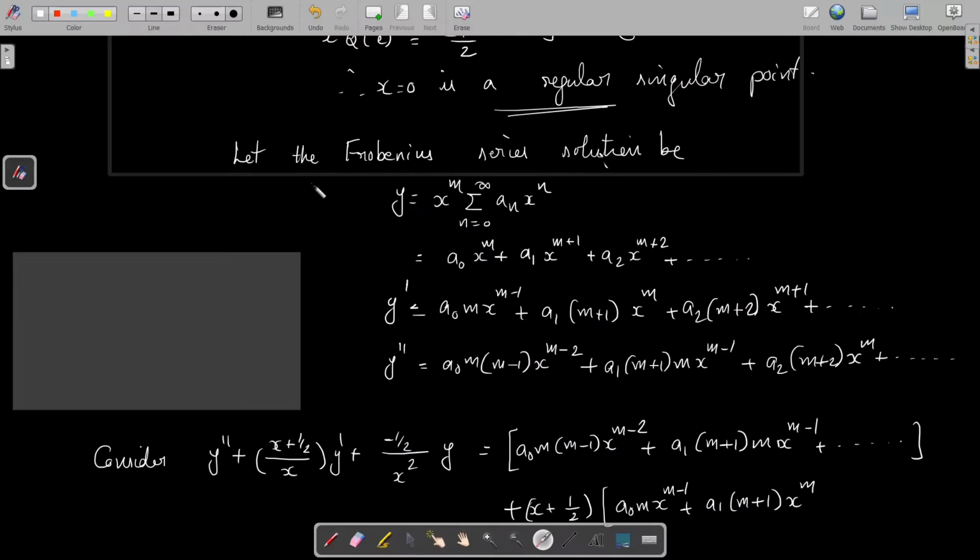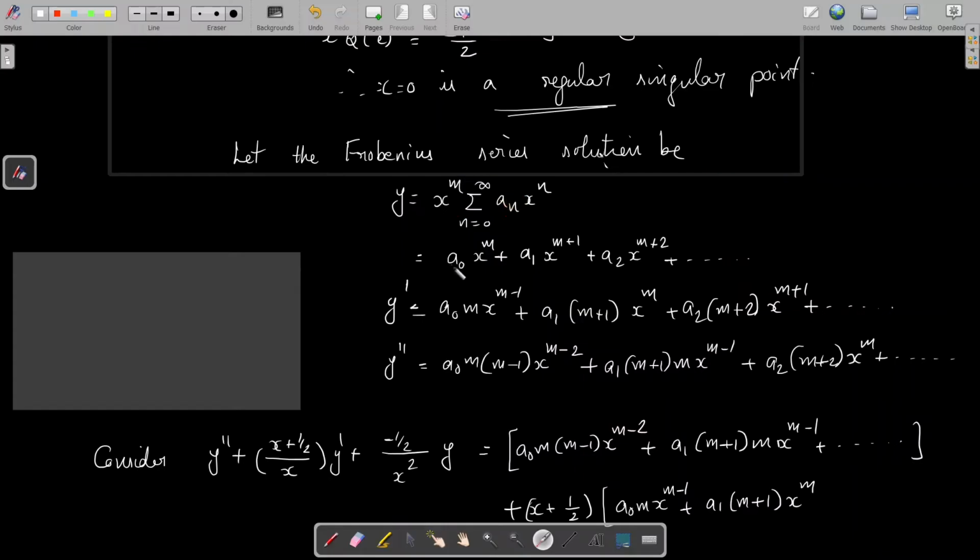By the Frobenius method, we assume that the Frobenius series solution is y = x^m Σ (n = 0 to ∞) a_n x^n. Usually the power series expansion at an ordinary point is y = Σ (n = 0 to ∞) a_n x^n. Here in the Frobenius series solution, we assume that the solution is in the form x^m times Σ a_n x^n. Here we have to locate both m and the coefficients a_n.